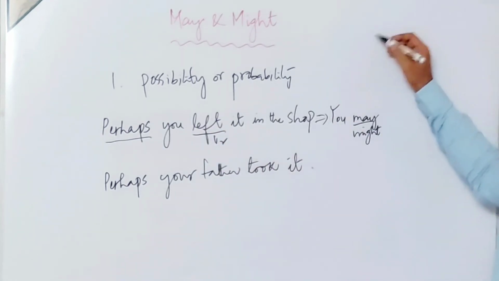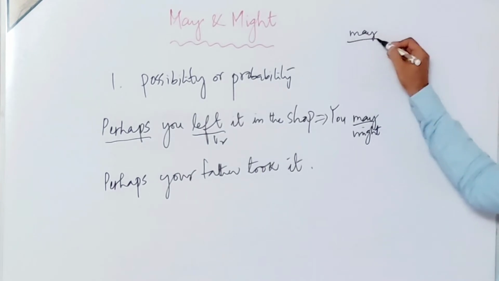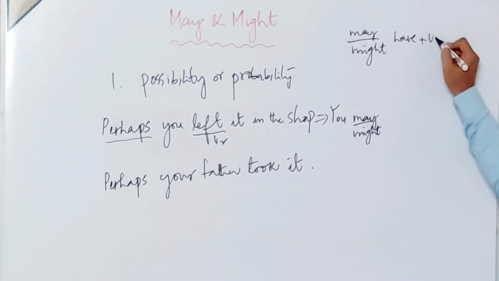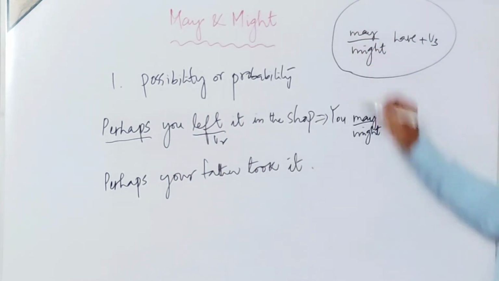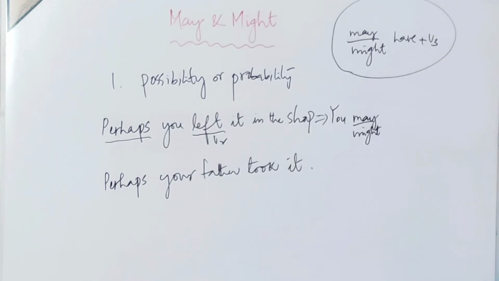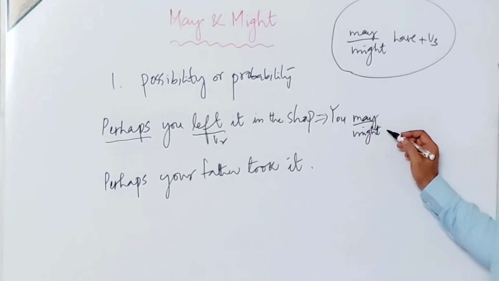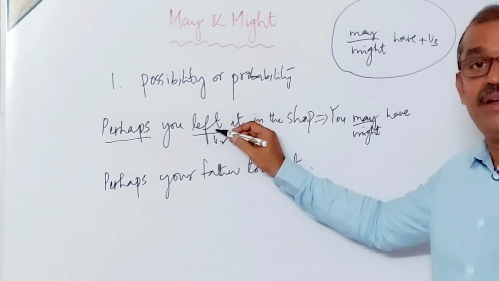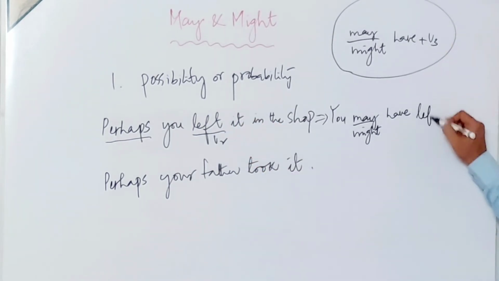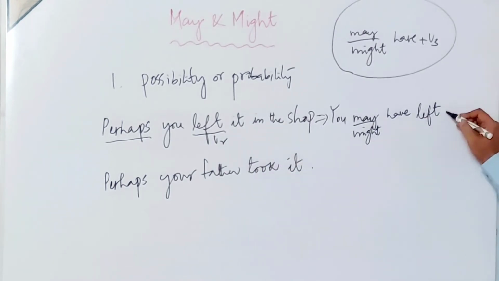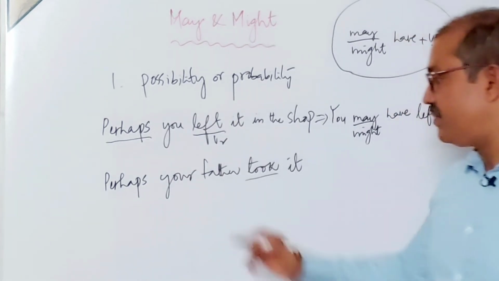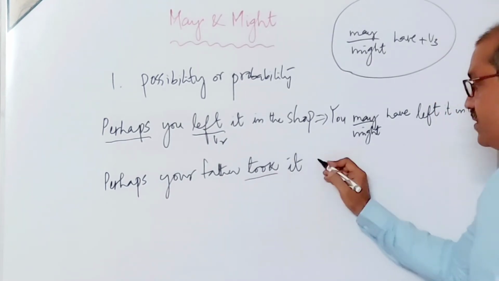Here we have used V2 form. For the past, we have to use may or might have plus V3. So this is the structure to express a past event. Yes, you may or might have. So what is the V3 form? Leave, left, left. You may have left it in the shop. Right?